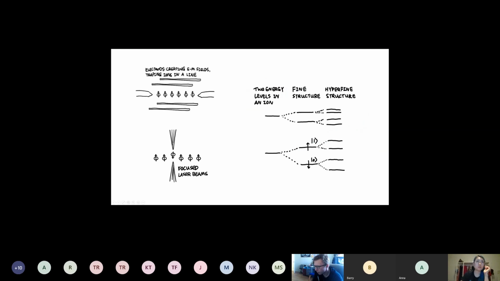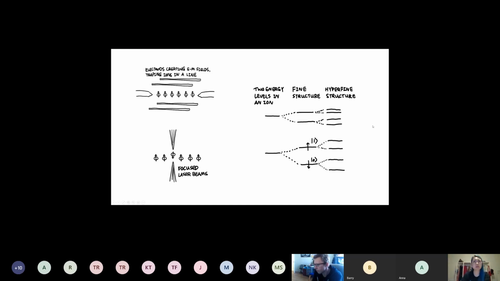And in the cartoon view, they each have their own spin, and you can change the ion's spin by using a focused laser beam. So that's how you can use ions, using their spins as the qubit. And that's based on two of the levels from their electronic structure.